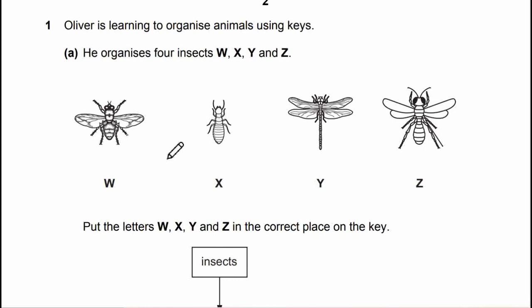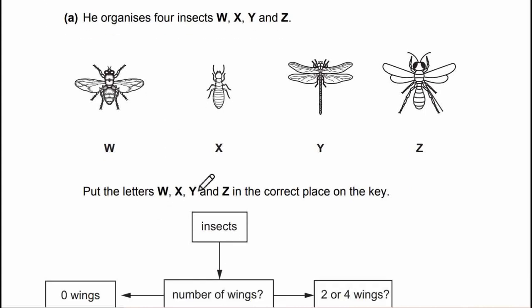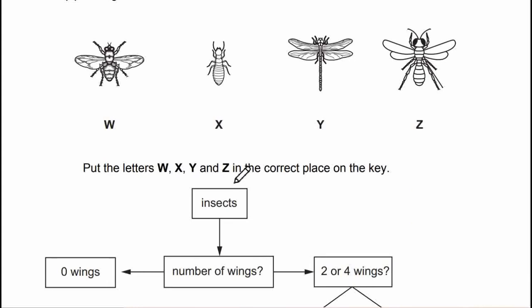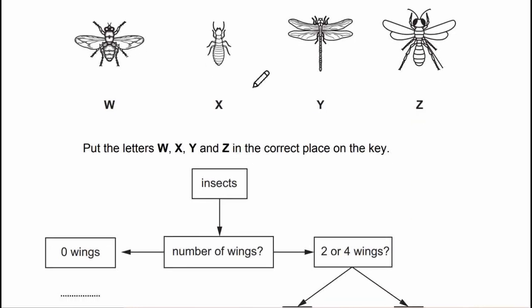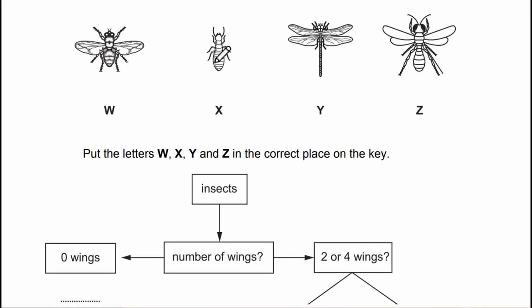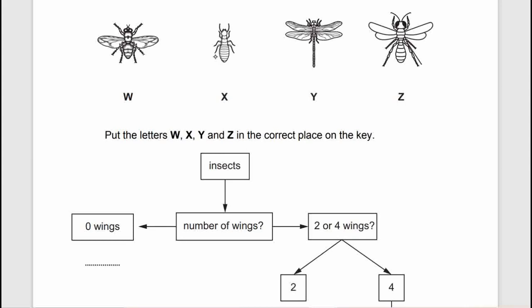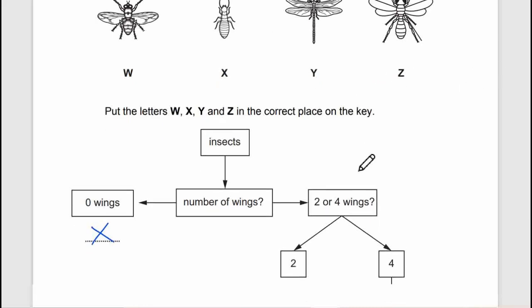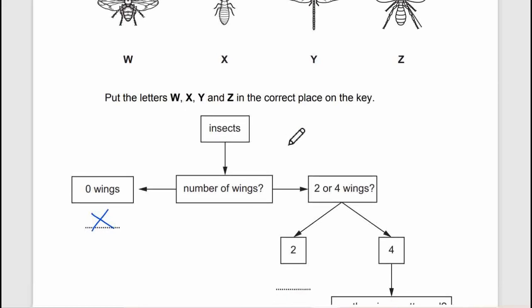So we have 4 insects. Put the letters W, X, Y, Z in the correct place on the key. Insects, 0 wings. 0 wings will be this one, so we write 0 wings as X. And then 2 or 4 wings. This is 2 wings, this is 4 wings, Y and Z. So 2 wings will be for the W.